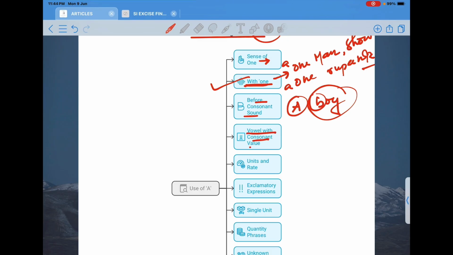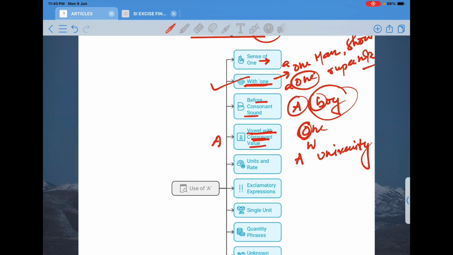Next, vowels with consonant value. See, there are some vowels, for example "one", where O sounds like a W, so it is a consonant value. So before vowels with consonant value you will use "a". For example, a university, right, a university. A unique article, a unit, a European language.